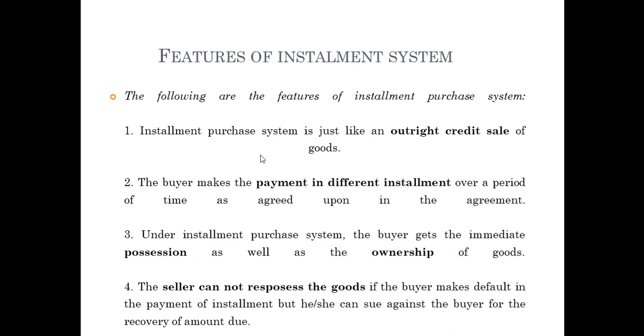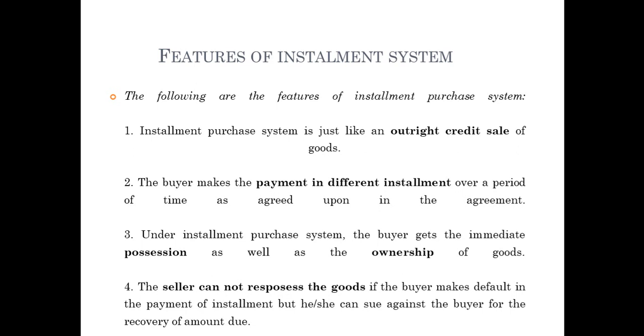Point number 1. Installment purchase system is just like an outright credit sale, because it is not going to be a cash sale. Obviously, it is going to be a credit sale. And point number 2, the buyer makes the payment in different installments as per the agreement between the buyer and the seller over a period of time. It is like repaying a loan.